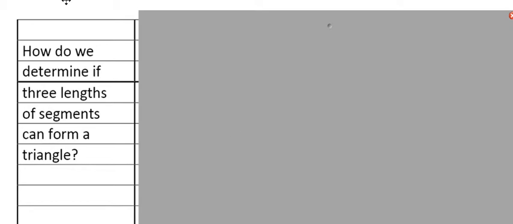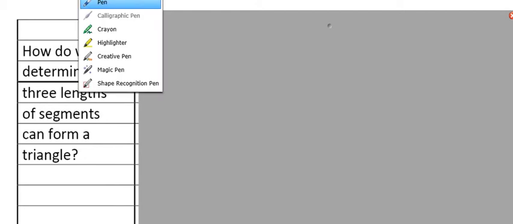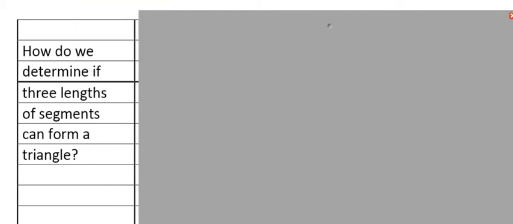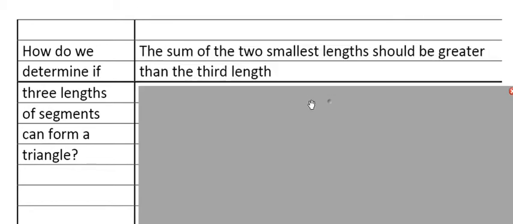Okay, our first study question: how do we determine if three lengths of segments can form a triangle? That's actually a review from our triangle unit. To determine if three sides can form a triangle, we find the sum of the two smallest lengths, and they should be greater than the third length.